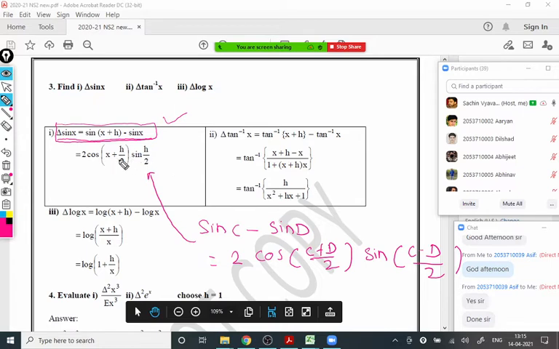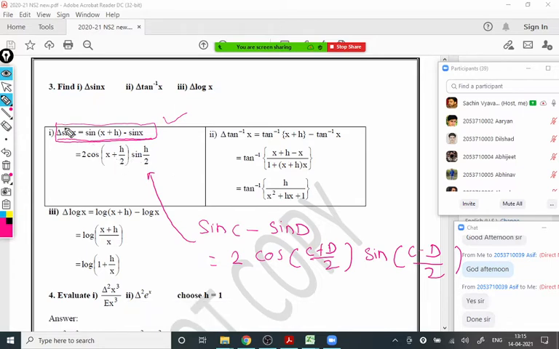But you require this second step when the question is: show that delta sin x is this much. Then you use this formula and prove it. Otherwise, you can keep the first answer.